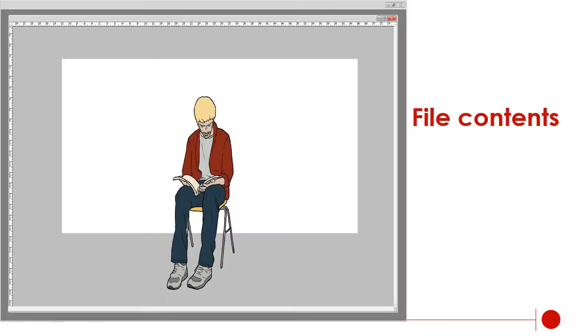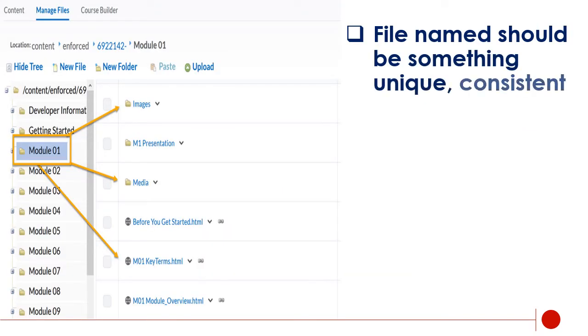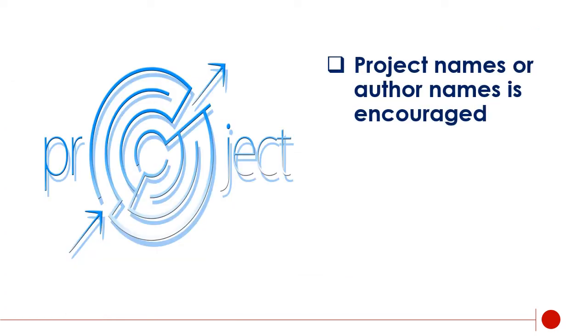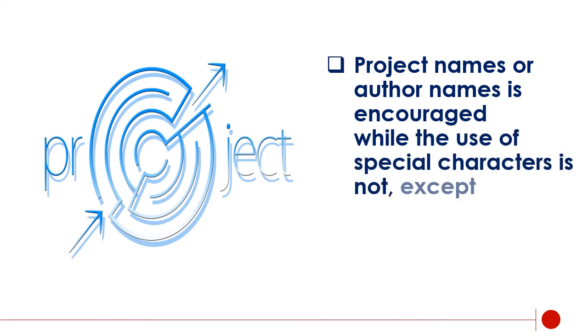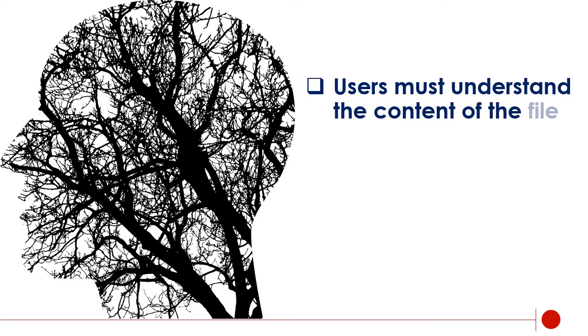File contents. File name should be something unique, consistent, informative, and easily sortable. Project names or author names is encouraged, while the use of special characters is not, except for dashes, underscores, and numbers. Users must understand the content of the file.